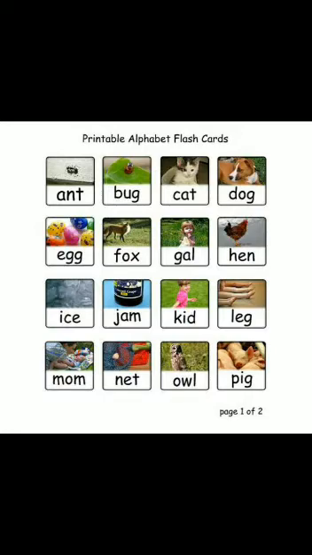Students, read the words: ant, bug, cat, dog, egg, fox, girl, hen, ice, jam, kid, leg, mom, net, owl, pig.